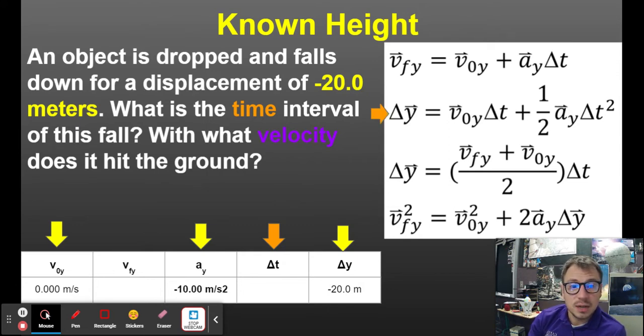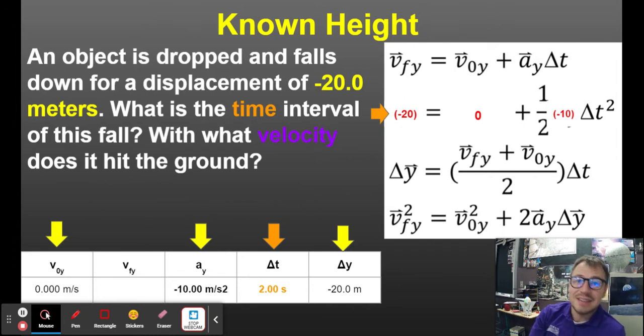It's going to be that second one. So now I plug everything in. Now notice how, because my initial velocity is zero, I don't have to worry about that first term. So I plug everything in and I just solve for the unknown, that delta t, the time interval, and I'm going to get 2 seconds. Now notice I put 2.00 seconds. I have to take into account those significant figures.